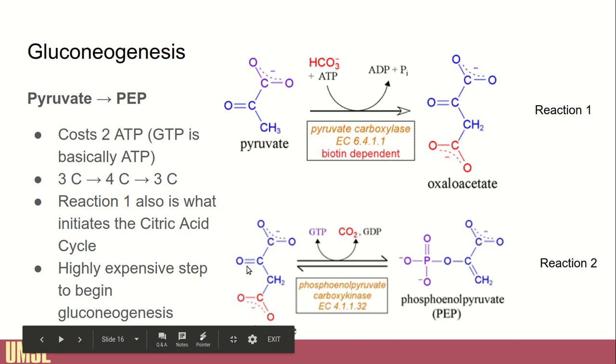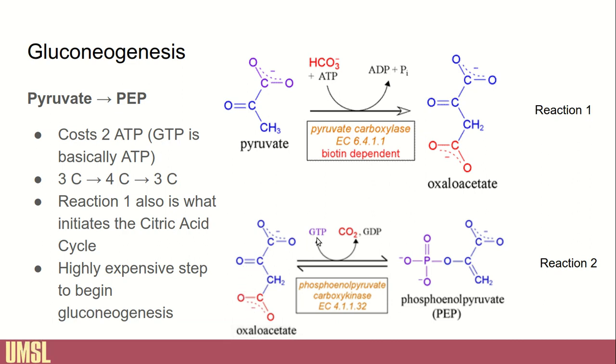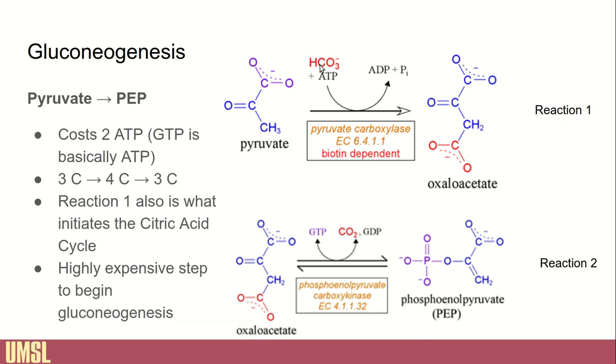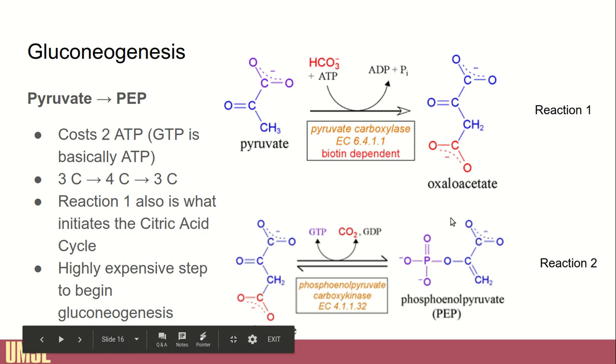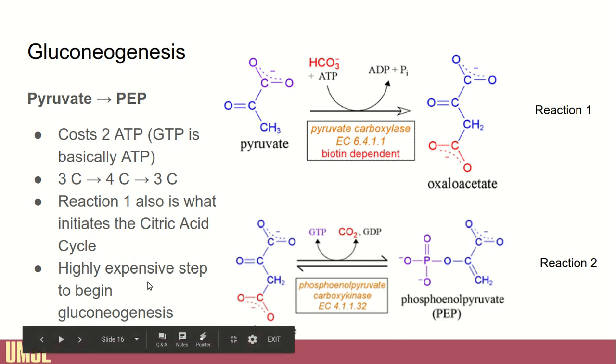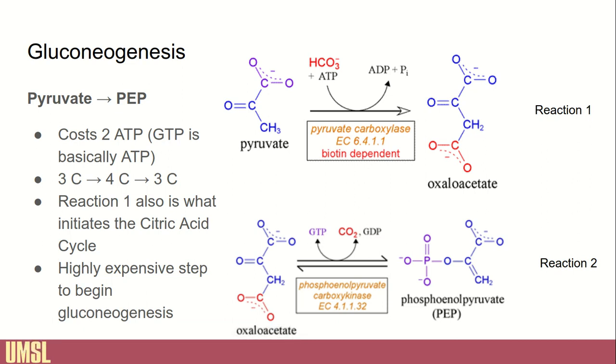Now we're going to make another energy investment, and this phosphoenolpyruvate carboxykinase is going to transfer a phosphate group onto oxaloacetate at the expense of liberating the CO2 that was stuck on in the first reaction. So through this 3-carbon, 4-carbon, 3-carbon reaction setup, we can get past the thermodynamic barrier that is essentially moving backwards from pyruvate to phosphoenolpyruvate.